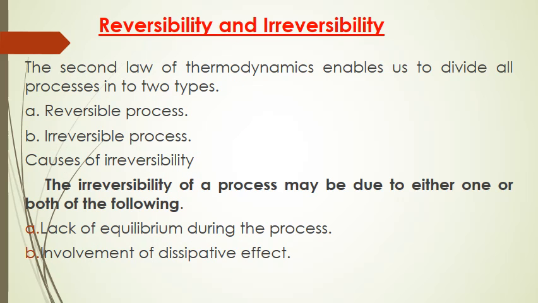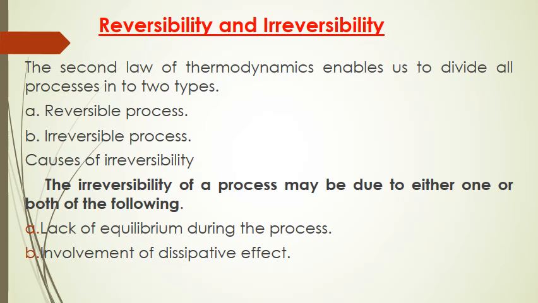Reversibility and irreversibility. The second law of thermodynamics enables us to divide all thermodynamic processes into two types or two categories: reversible processes and irreversible processes. Then, the cause of irreversibility: why will a process be irreversible? The irreversibility of any thermodynamic process may be due to either one or both of the following reasons.